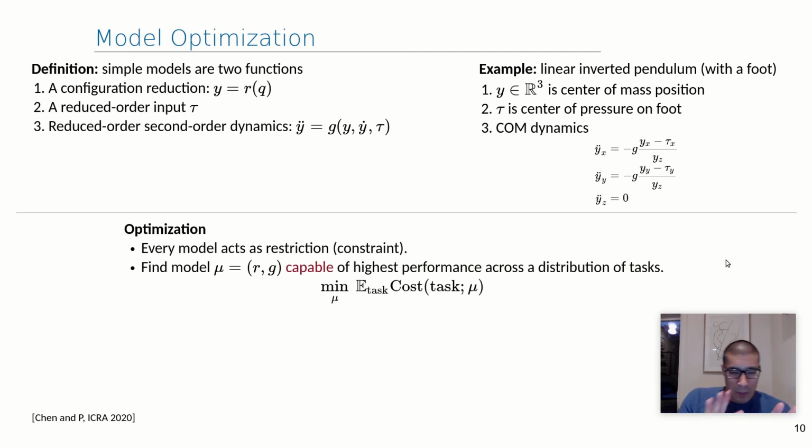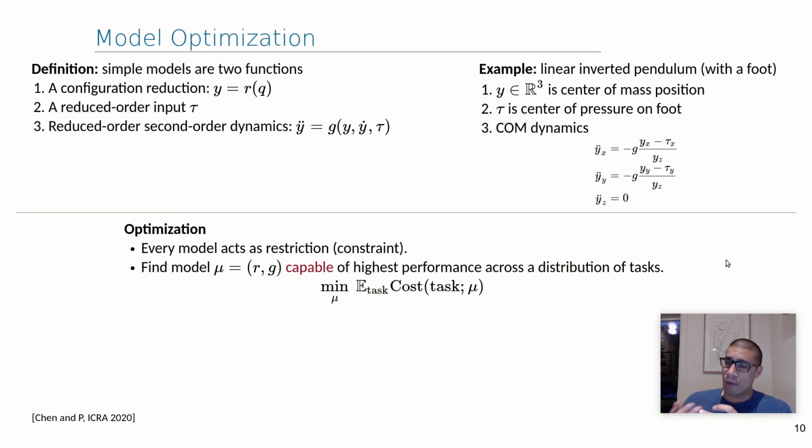So how do we optimize over the space of models? First, we're going to reiterate the fact that every model acts as a restriction or as a constraint. Every simple model fundamentally limits the performance of the original high degree of freedom system. So we're going to try to find a model mu, described by RNG, which is capable of the highest performance across the distribution of tasks.